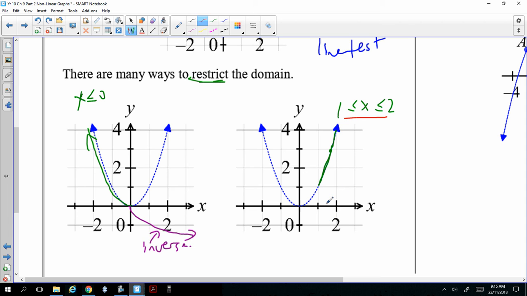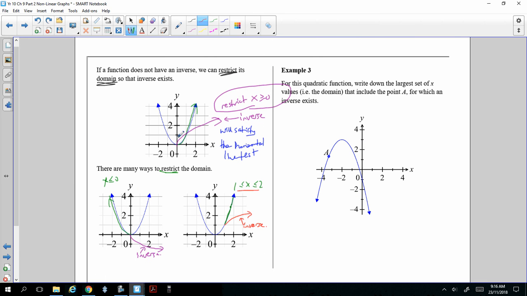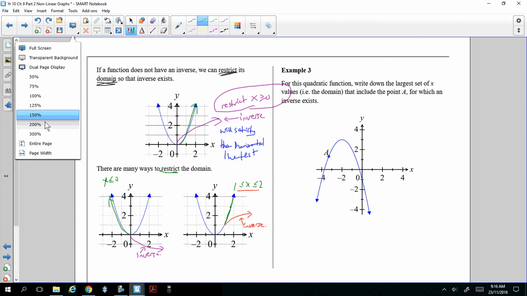So there's more than one way, and of course the question will tell you which way to restrict. The question will be very clear how to restrict the domain, so you don't have to worry about which one to choose. Okay, get the idea? Let me just show you the whole page so you can all see. I went through that a little quick. So there's more than one way to restrict the domain. You can restrict x greater than 0, x less than 0, or even choose x between 1 and 2, and many, many more.